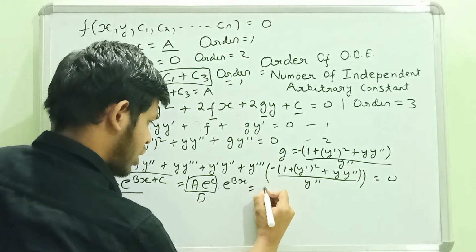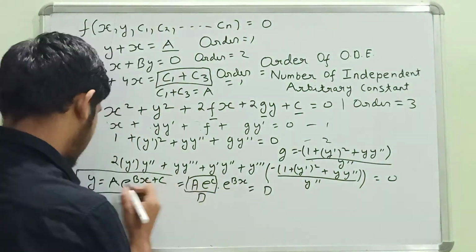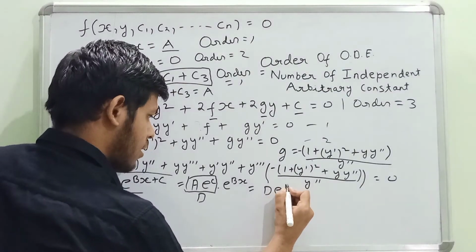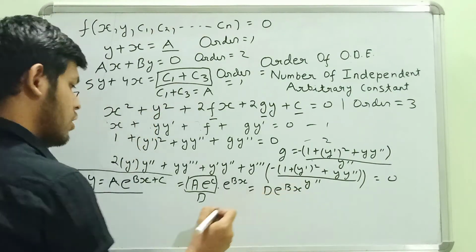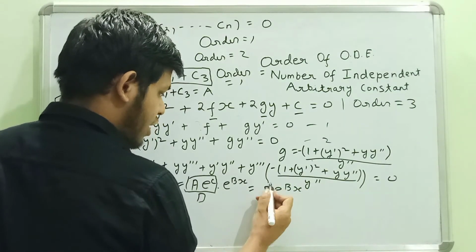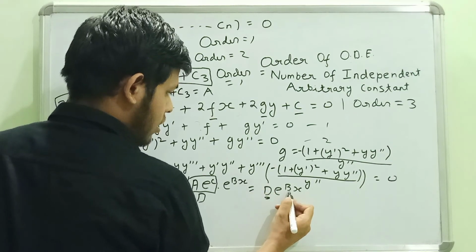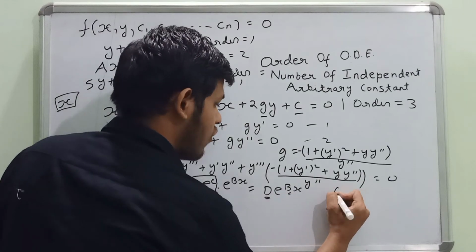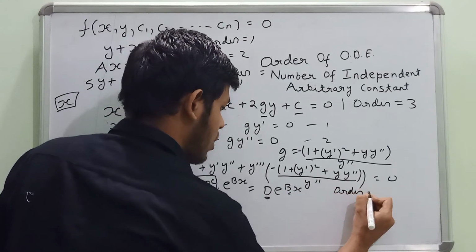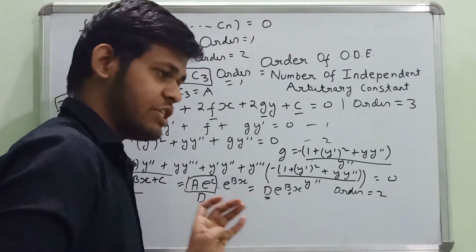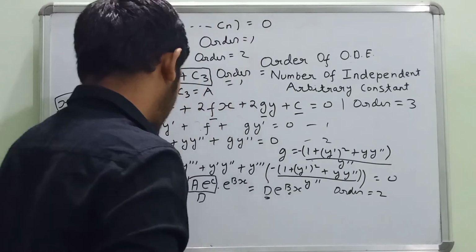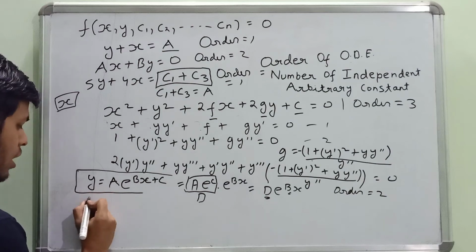So our equation becomes y is equal to d into e to the power bx. So there are two arbitrary constants: first is this, and second is this. So independent arbitrary constants are 2. So the order of the differential equation which will be formed will be 2. So we have to differentiate the whole equation 2 times, and then we will try to eliminate all those arbitrary constants. So let's differentiate it.